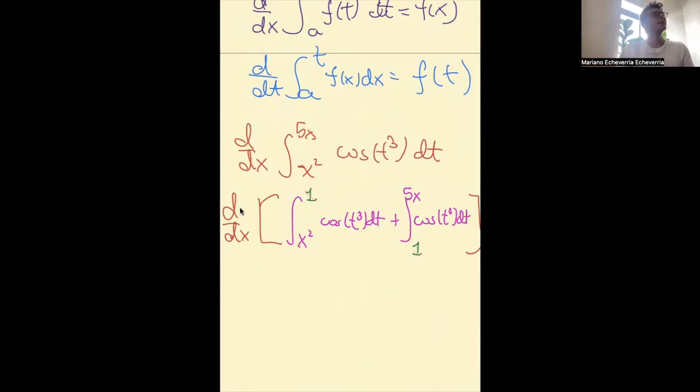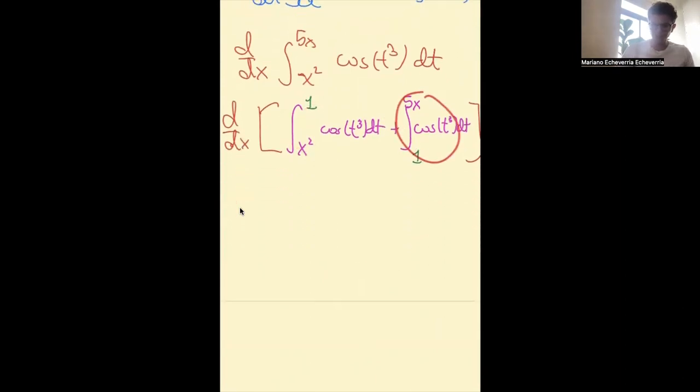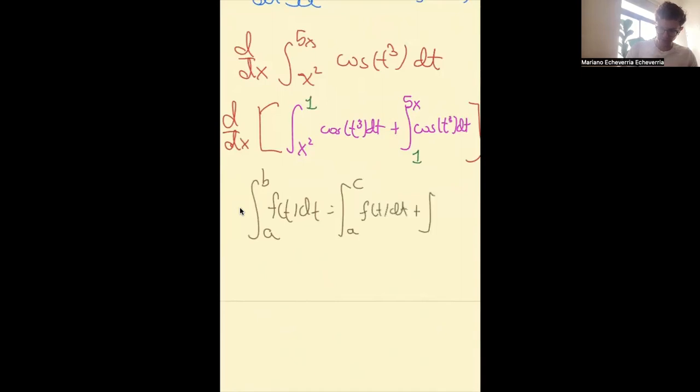Why do we do that? Because now this has the advantage that on each of the individual integrals, I mean, if you want to recall, the property that I'm using is that the integral from a to b of f of t dt is the integral from a to c of f of t dt plus the integral from c to b of f of t dt. So it's this breaking property that I'm using here.